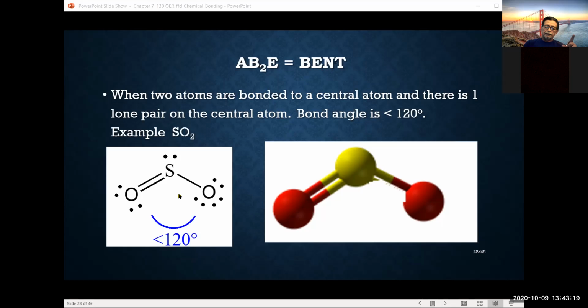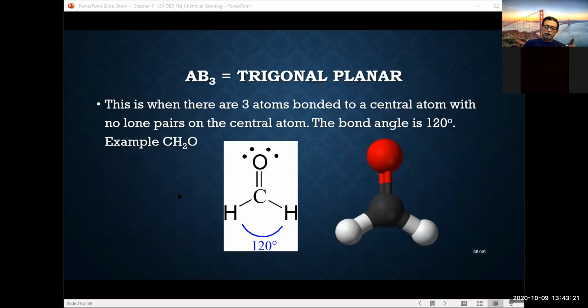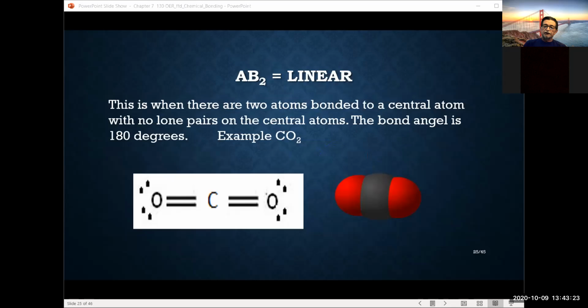Okay, let me rehash for a second. Remember, we did the carbon dioxide, and I talked to you about how the polarity of these bonds cancels out. Okay, because they're going in opposite directions.